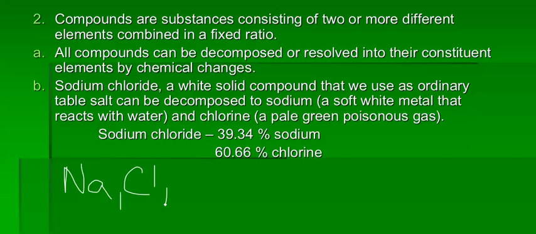But compounds can be decomposed, so I can take sodium chloride and decompose it into its elements based on a chemical reaction. I can actually break apart sodium chloride into the elements sodium and chlorine. The percent that you get from these compounds will always be the same. Sodium chloride is always 39.34% sodium and 60.66% chlorine by mass. So the percentages by mass will never change for these compounds.